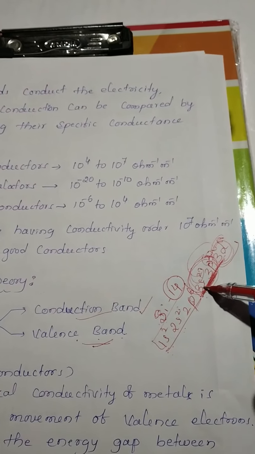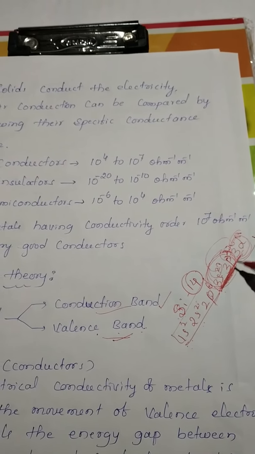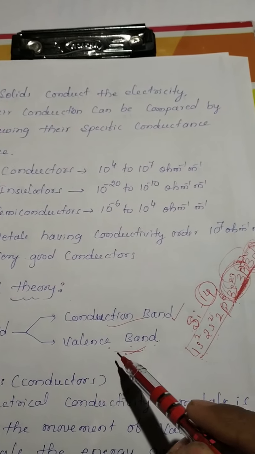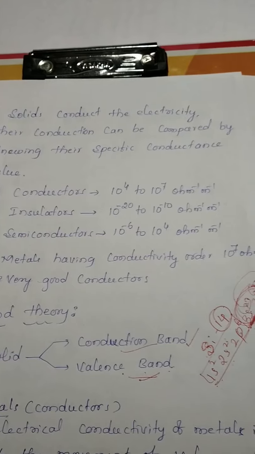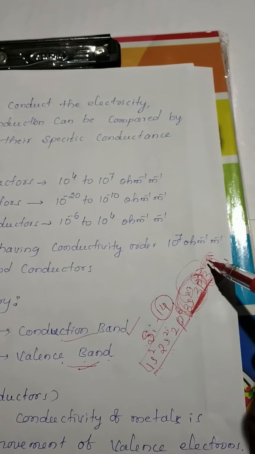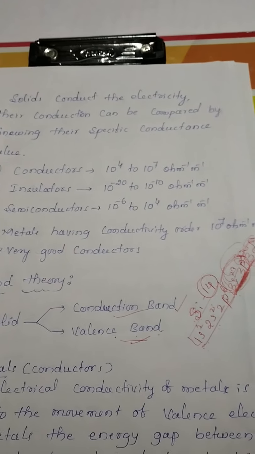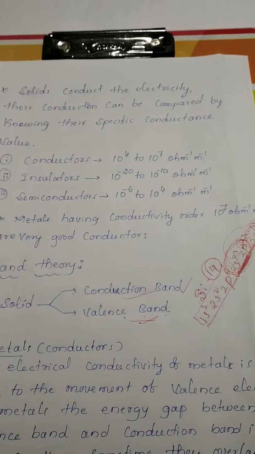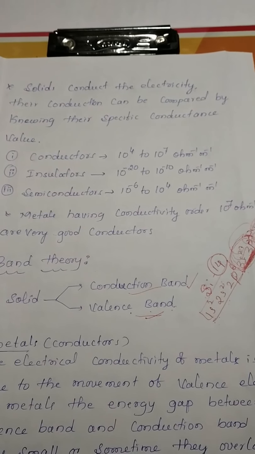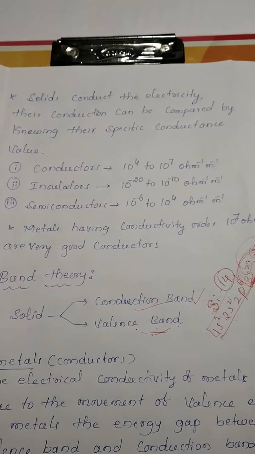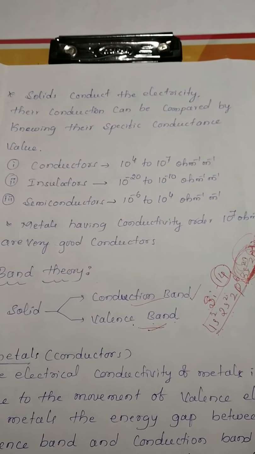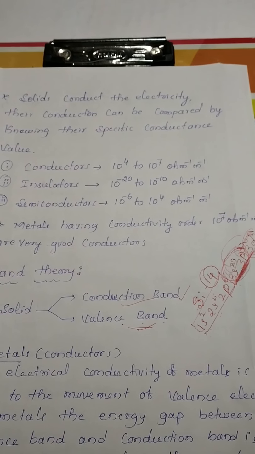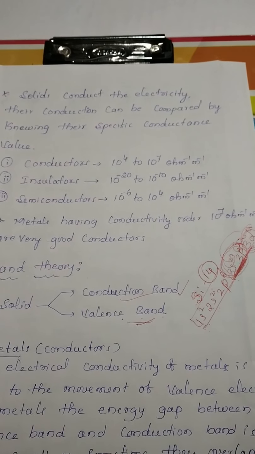So these 3s 3p orbitals have electrons, hence the valence band is a partially filled band. The conduction band is an empty band because it doesn't contain electrons. If electrons jump from the valence band to the conduction band, then it conducts electricity. If electrons cannot jump from the valence band to the conduction band, then it doesn't conduct electricity, hence it acts as an insulator.